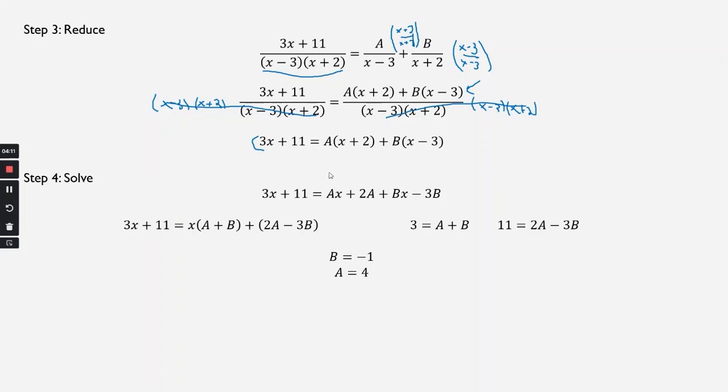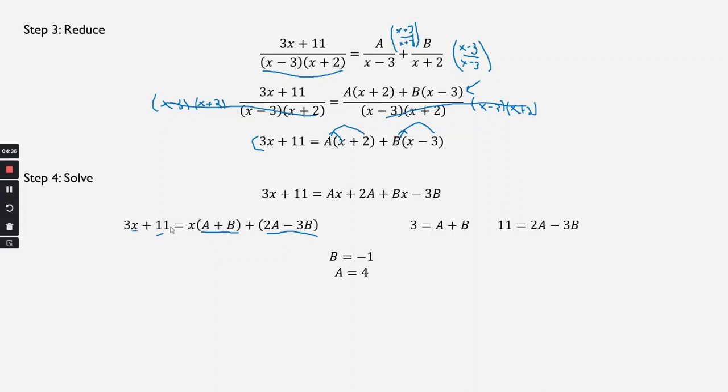So step 4 is solve. And the way that I like to do this is I like to group our equation and then match our coefficients. So here I've just foiled out our equation. We have ax plus 2a, just foiling these out, plus bx minus 3b. And here I was grouping them. So we want to make sure that our terms with x's stay together and our terms without x's stay together. And then we're able to match them.